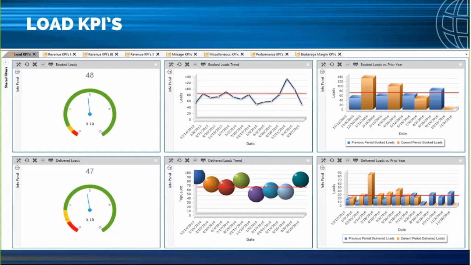We can see next a booked loads trend. Once again, you can look at it across any period of time. The KPI next to that one, the third one on the top, is booked loads versus prior year. So you can do some analytics comparing this year to last year.